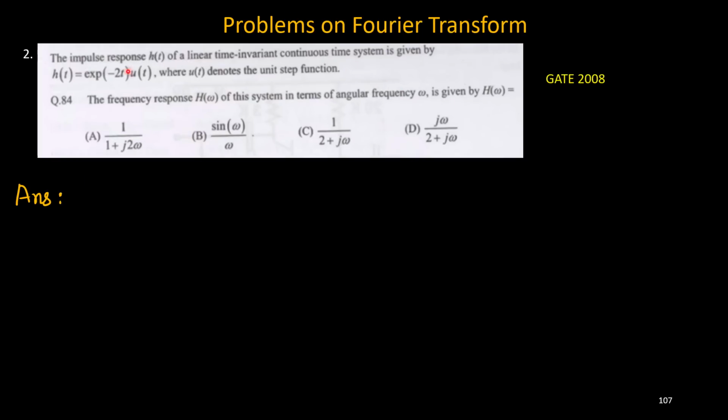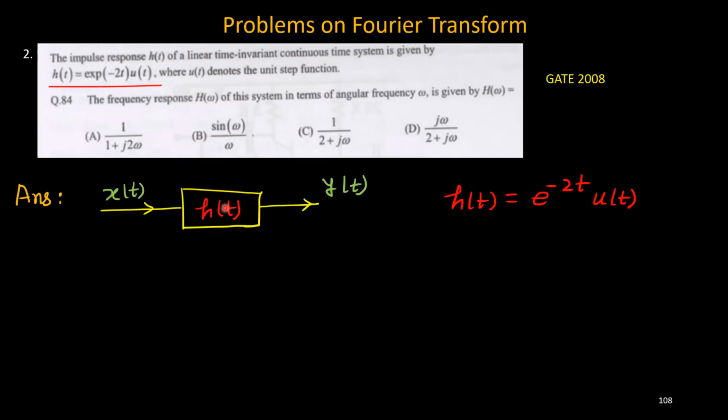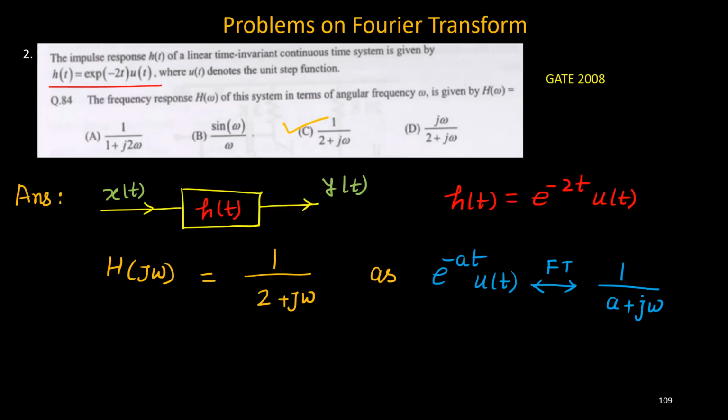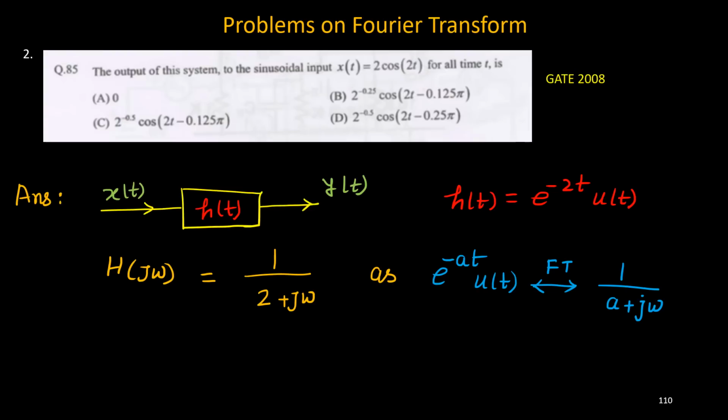First we'll consider the first problem. That is very easy, because this is a system with h of t, x of t and y of t, and h of t is given here as e to the power minus 2t u of t. Already we have computed the Fourier transform of this one. So H of j omega is simply 1 upon a plus j omega. A is in this case 2, so 2 plus j omega. That's all. Now the second one: if I apply the signal x of t equals 2 cos 2t, then what will be the output?